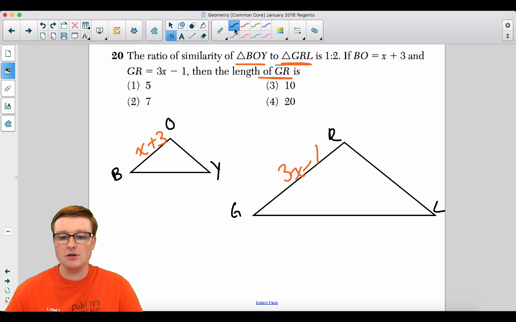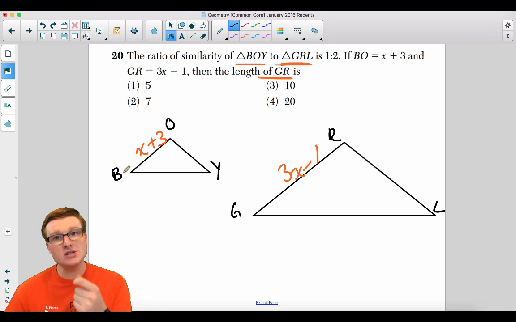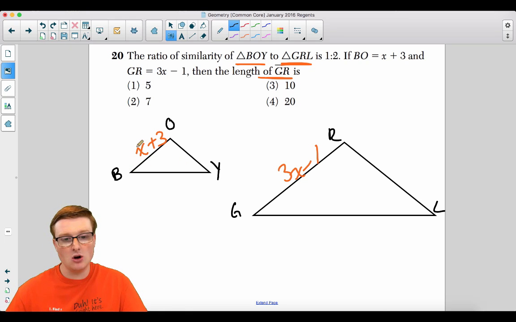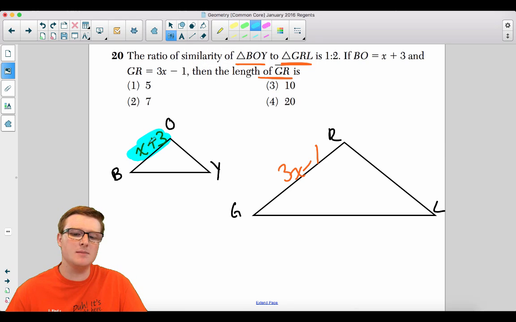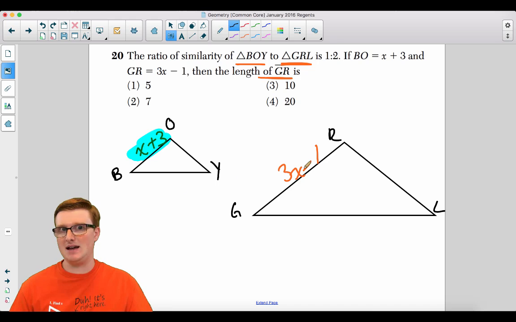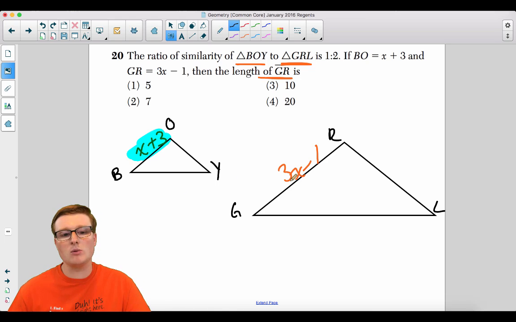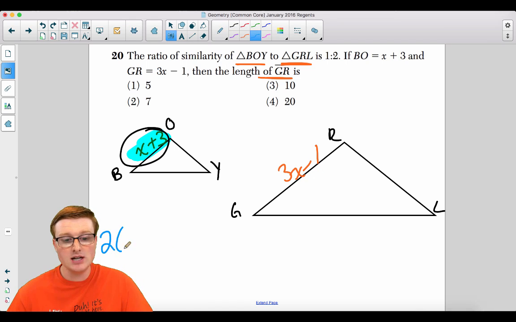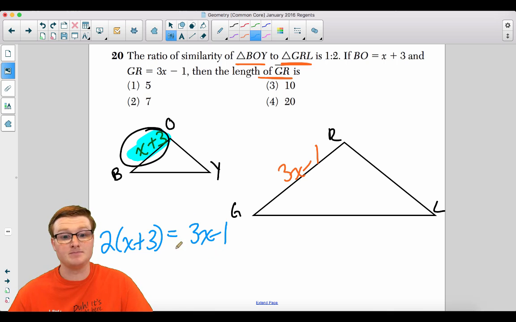So the length of GR and the length of BO are not the same, but we have to force them to be the same. So in order to do that, we need to realize, well, wait a minute. x plus 3 is 1/2 the length of 3x minus 1. So therefore, we're going to double this to make it equal this. So I take 2 times x plus 3 is equal to 3x minus 1.